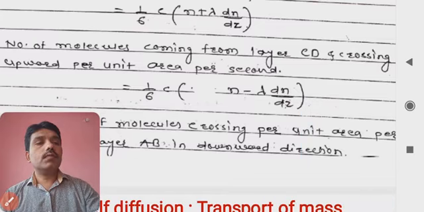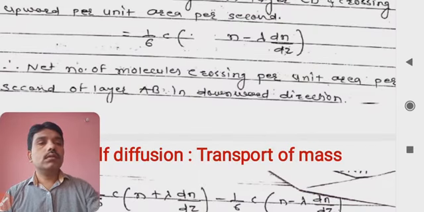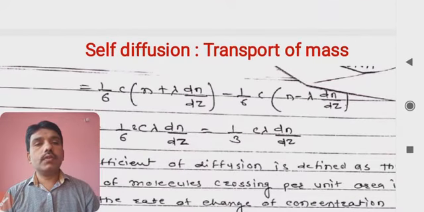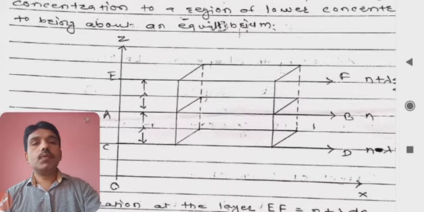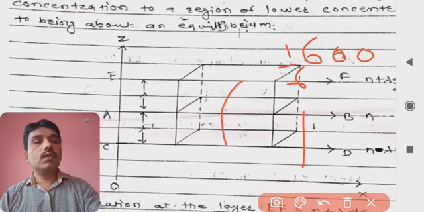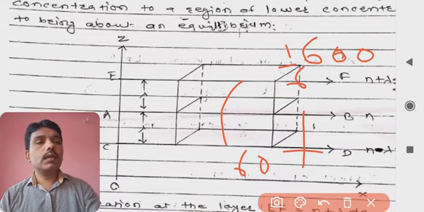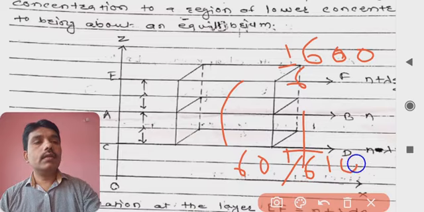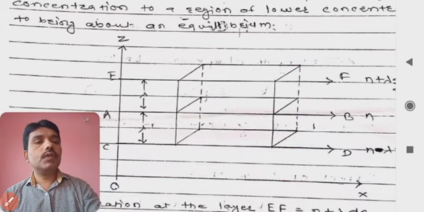Now suppose we want to find the net number of molecules crossing per unit area per second in the downward direction, because the maximum concentration molecules are going downward and lower concentration molecules are coming upward. The question is how this works. Suppose the upper layer contains 600 molecules, and 1/6 of it will be 100. That means 100 molecules per second will go downward. Suppose the lower layer has only 60 molecules, because it is lower so the number of molecules is less, and 1/6 of this will be definitely 10. That means 100 molecules are coming downward and 10 molecules are going upward. So the difference between the 100 and the 10 is what is transferred as far as the concentration of the number of molecules is concerned.